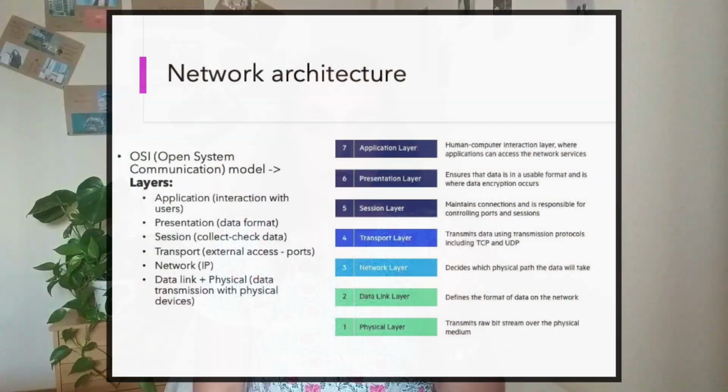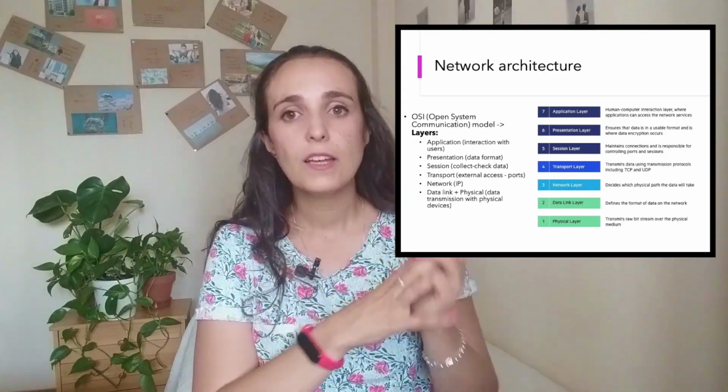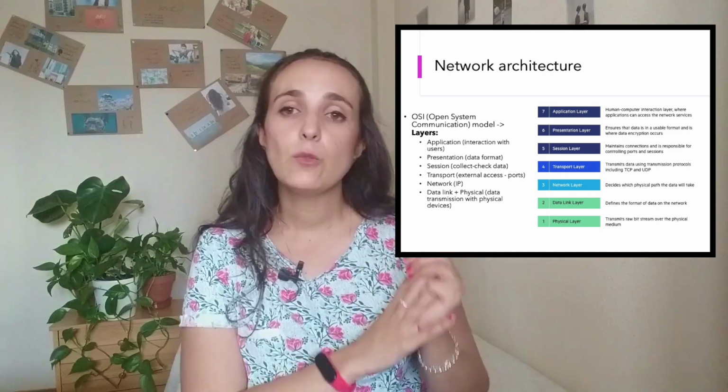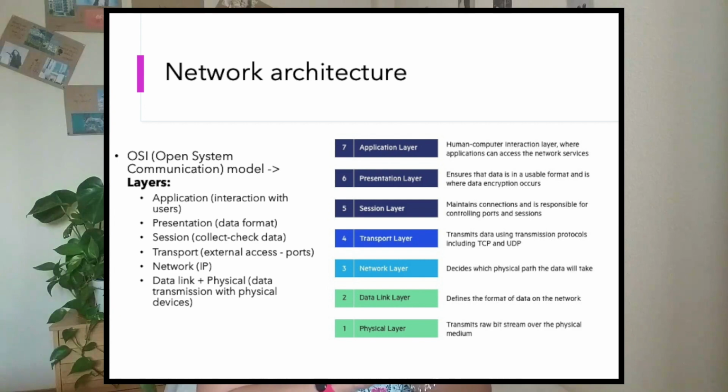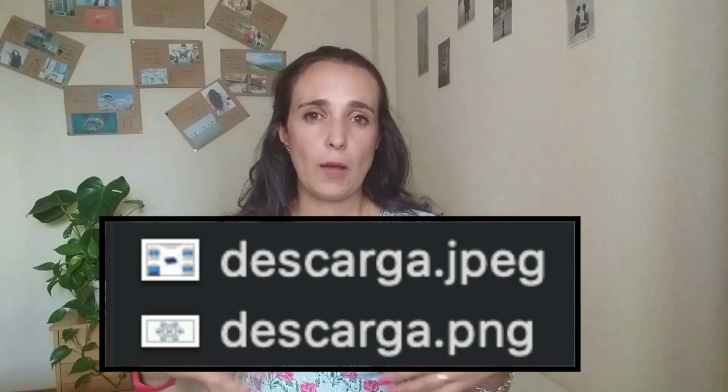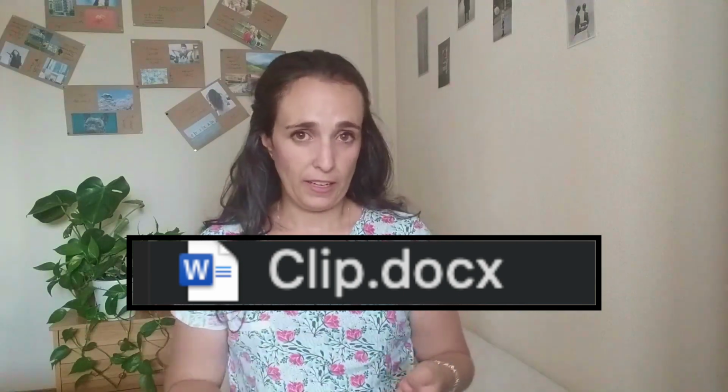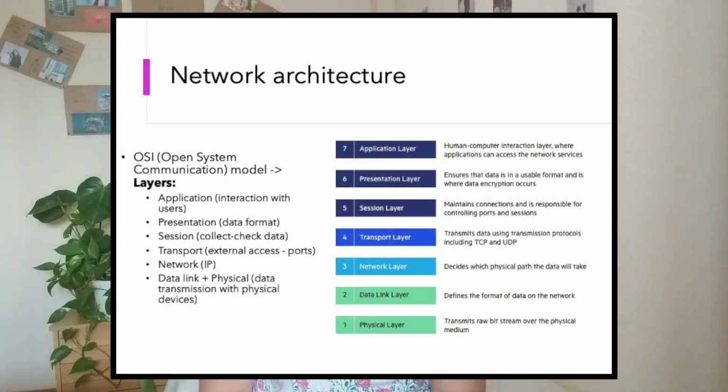For instance, application layer, which is the one that works with the interaction with users, how we interact with the computer, with the network. This is the layer that is focused on that. Then we have the presentation layer, is the way we see files, okay? If we have a JPG or a PNG file, this is gonna be a picture. If we have a DOCX, this is gonna be a text file, okay? These kind of things. Then we have the session, is the one in charge of collecting data. For instance, if we log in a website and we use a username and a password, the layer that is gonna check that data is the session layer.